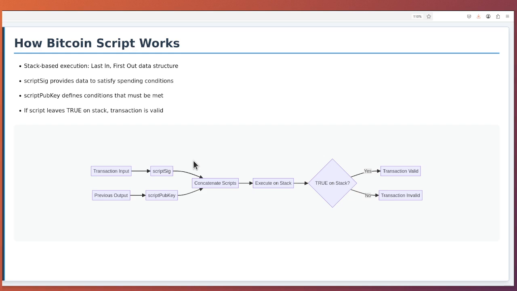This might seem complex, but it provides powerful flexibility. The person sending Bitcoins can define arbitrary conditions for spending, and the recipient proves they can meet those conditions. This is the foundation upon which all Bitcoin contracts are built.